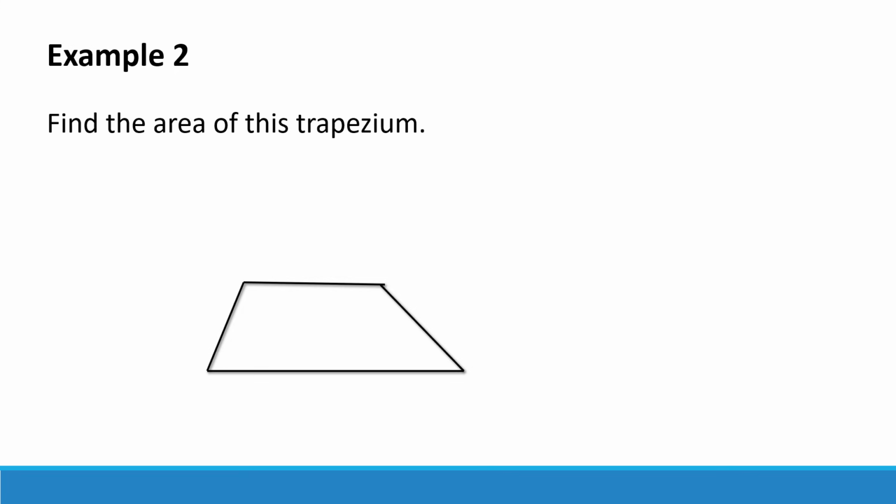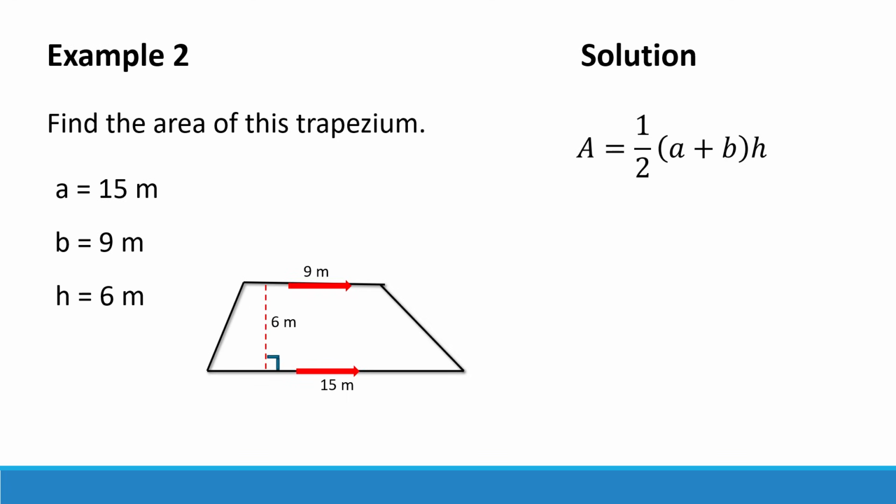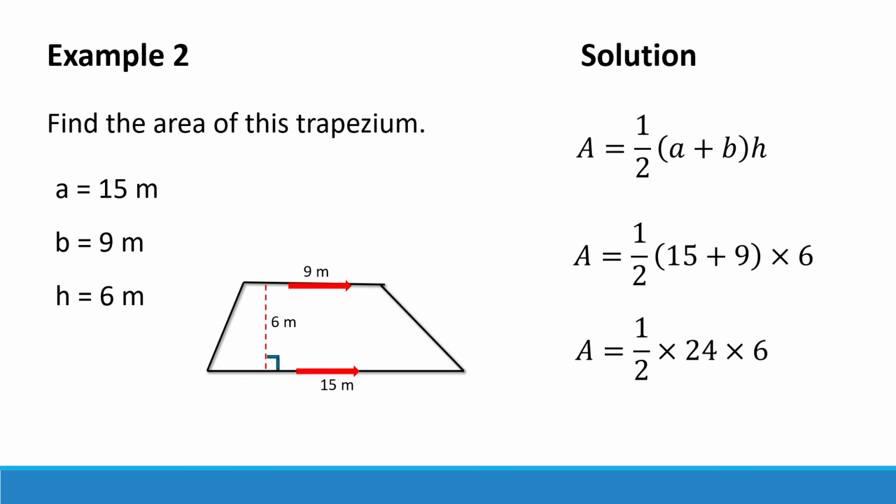Let's look at another example. The two parallel sides are 15 meters and 9 meters, and the perpendicular height is 6 meters. Using the formula, area equals 1/2 times the sum of the two parallel sides, multiplied by the perpendicular height. First, we add 15 and 9, which gives us 24. Then, 1/2 times 24 times 6 equals 72. Therefore, the area of the trapezium is 72 square meters.